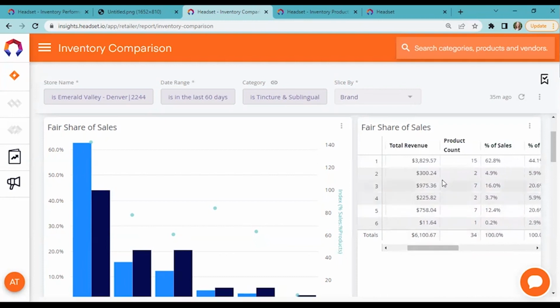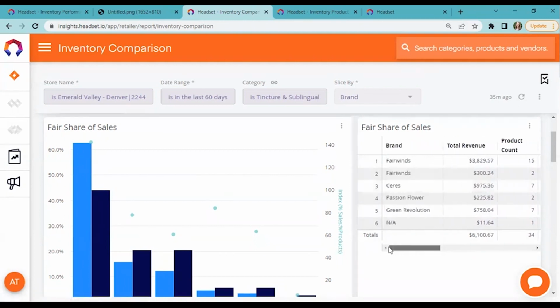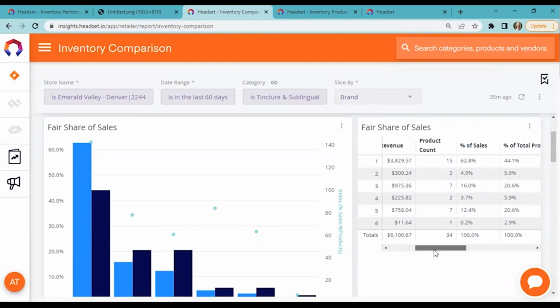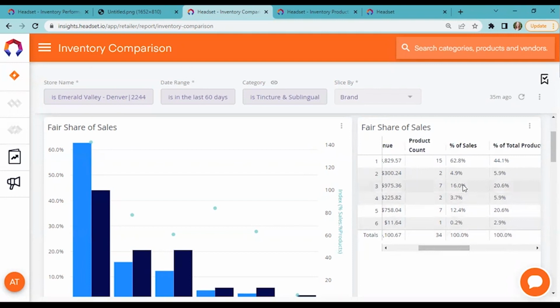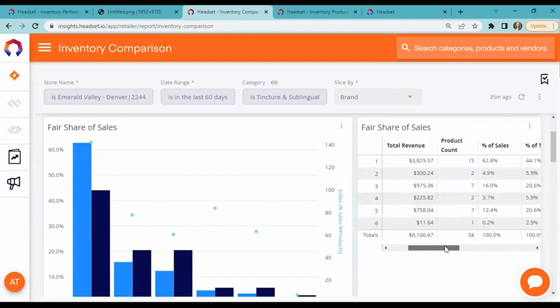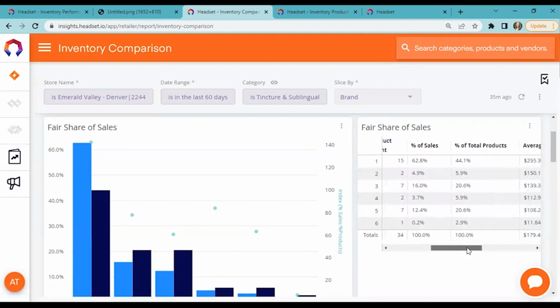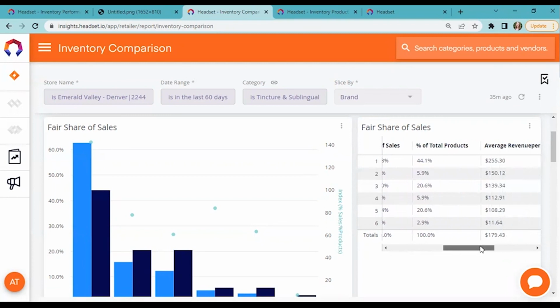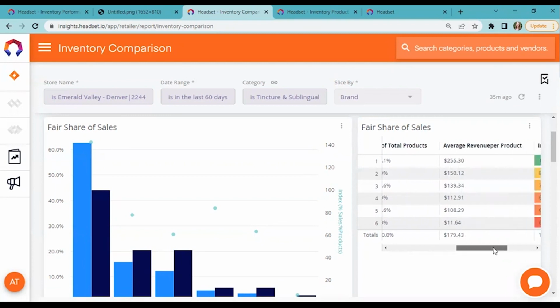You can see the rest of these brands. This one, for example, number 3, Series, has 7 products associated with their brand and only makes up 16% of sales. And then there's a couple others. That's NA, but Green Revolution or Passion Flower only has 2 products and is making up 3.7% of sales, and has a higher average revenue per product.